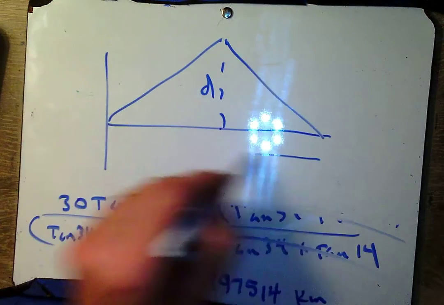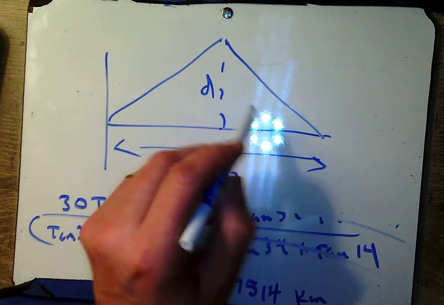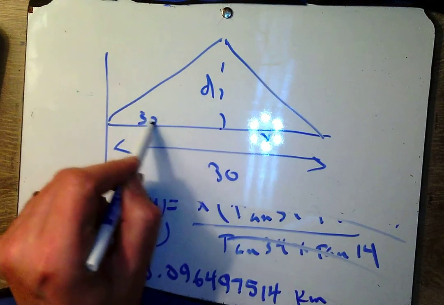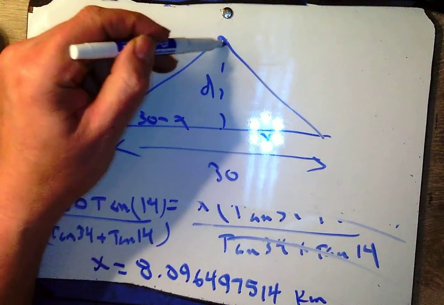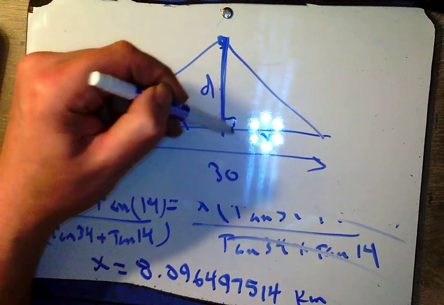This was t, this was 30, this was x, this is 30 minus x. We just found x. That's what we found. But we were looking for this.